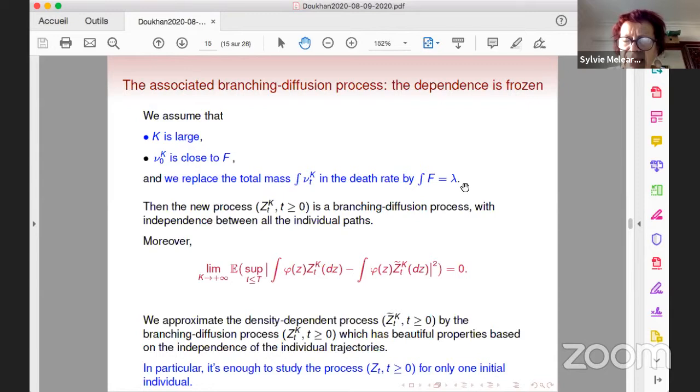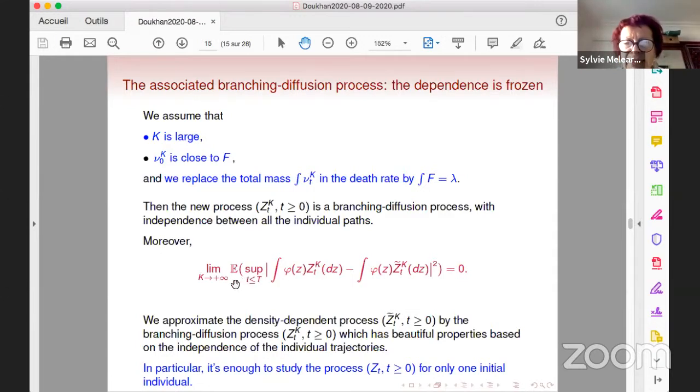Okay, so replacing the mass of nu K by lambda gives us a new process, and we can construct it on the same probability space as nu K. That's why I speak about coupling. And this new process, I called it ZK. And the main difference is now that ZK is a usual branching diffusion process with independence between all the individual paths, because in fact we replace this interaction term by a fixed deterministic real value.